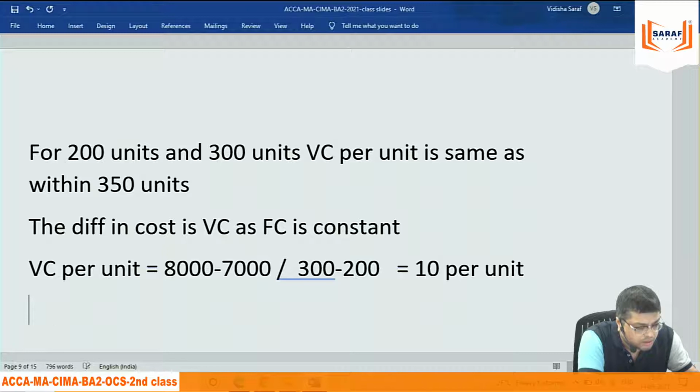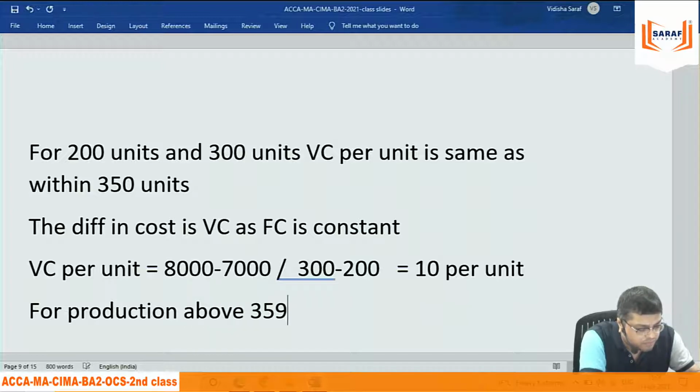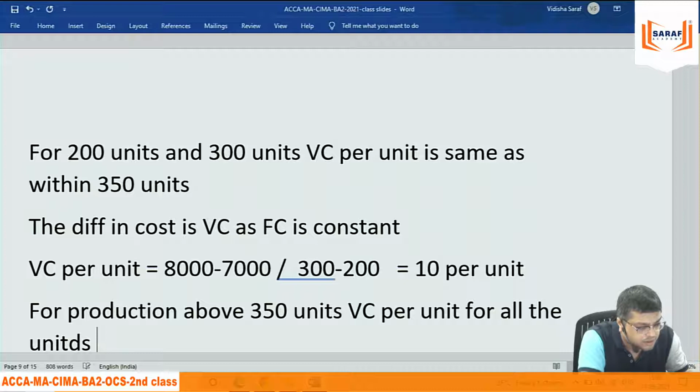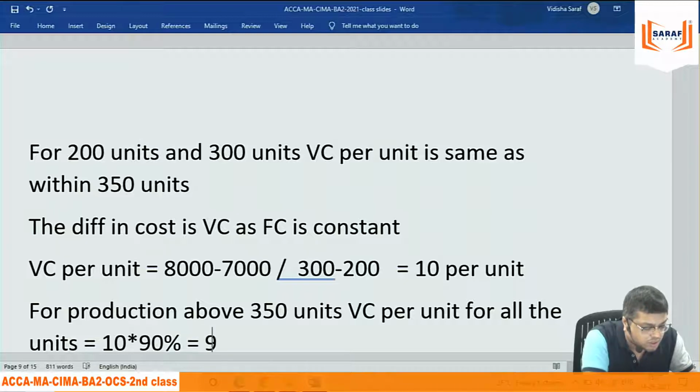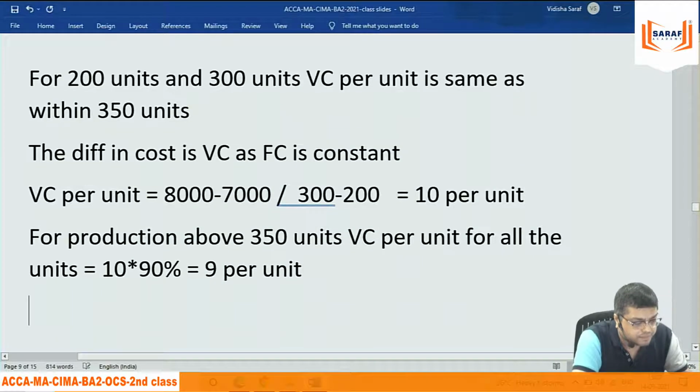Beyond, I will say for production above 350 units, variable cost per unit for all the units is 10 into 90%, which equals 9 per unit.